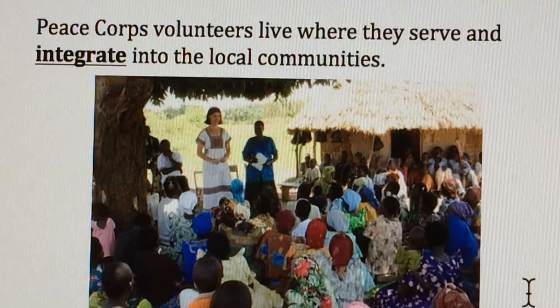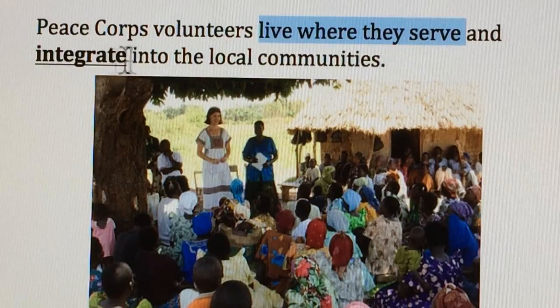Some of you know that I was in the Peace Corps, which is a volunteer organization where United States citizens go to other countries. They're invited to come to other countries to volunteer and help the local communities in developing countries. And one of the principles of the Peace Corps organization is that the volunteers live where they serve and they integrate into the local communities.